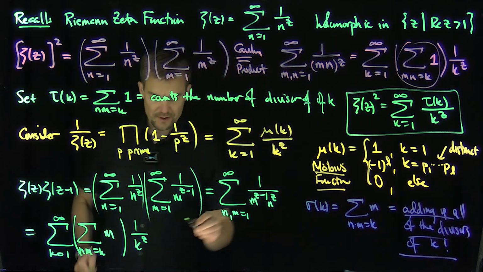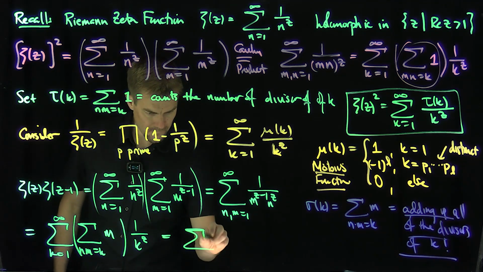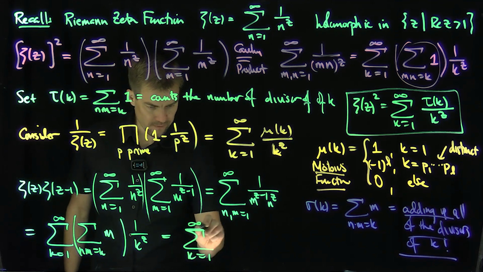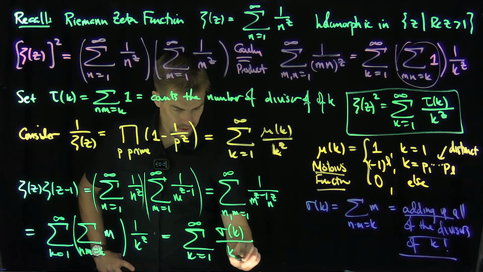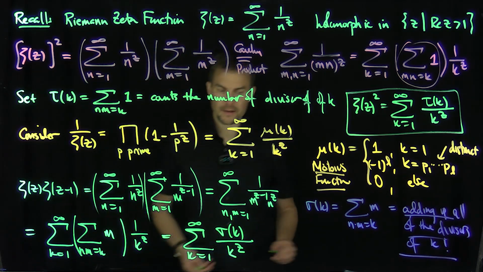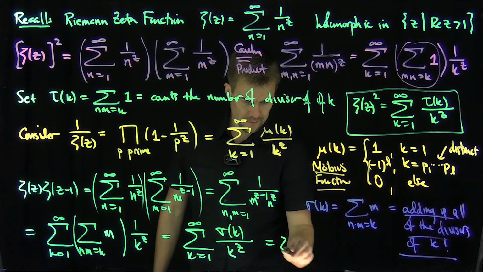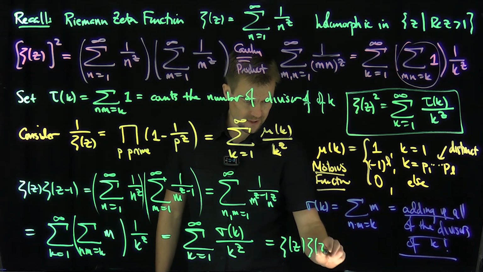And so what's this going to give us? This is going to be the sum, k goes from 1 to infinity, of sigma k over k to the z. And that's our formula for zeta of z times zeta of z minus 1.